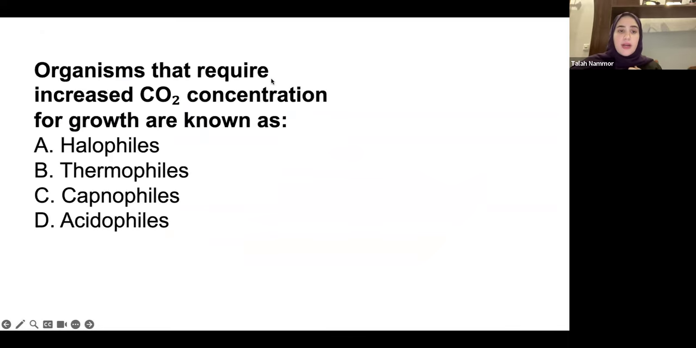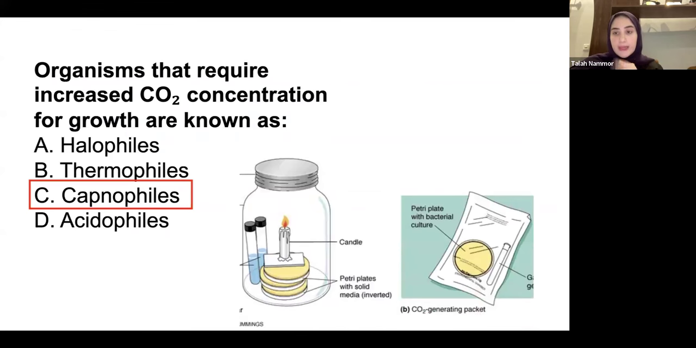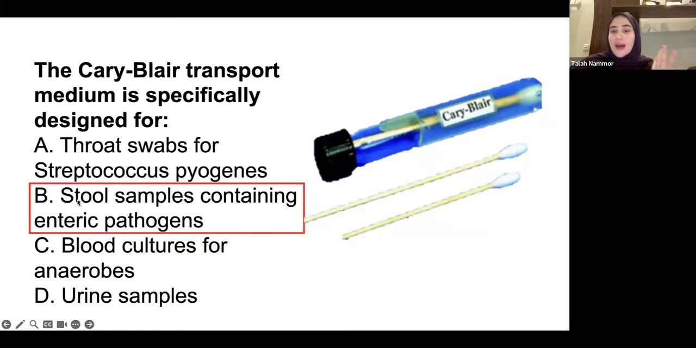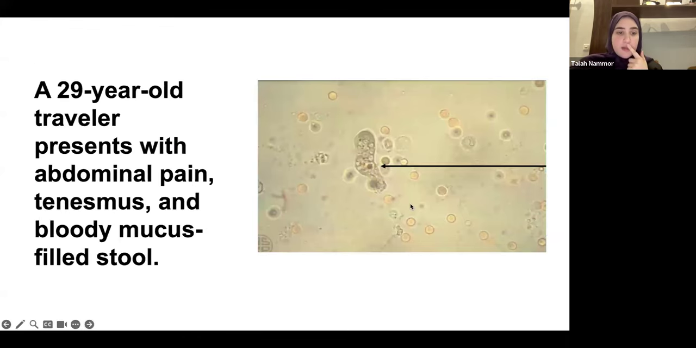Okay, organisms that require increased carbon dioxide concentrations are known as capnophils. Perfect. Because I remember we got a question about this too. Now, the Carey-Blair transport medium is specifically designed for... no. You are tricked by the way it looks. It's for stool samples. It's written, I think, in the slides, that Carey-Blair is used specifically for stool samples. Okay? Or not specifically, but in one of the uses.